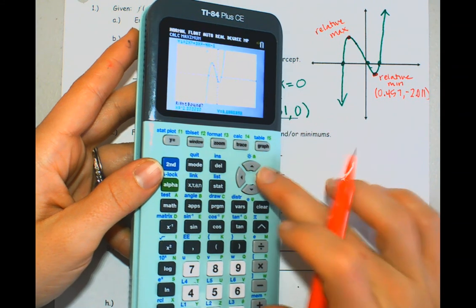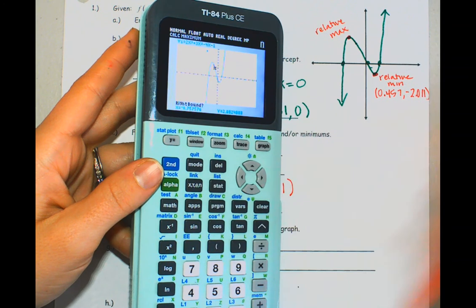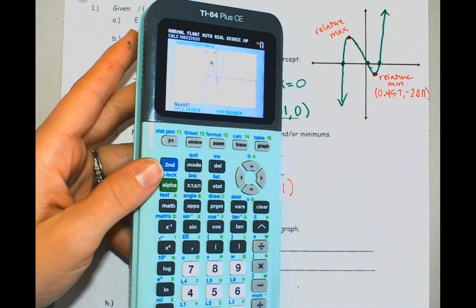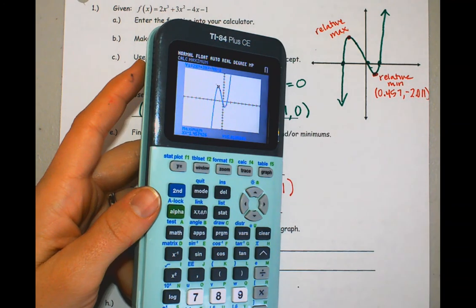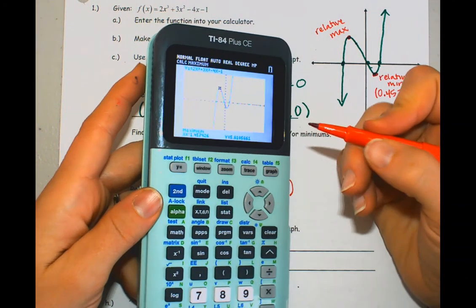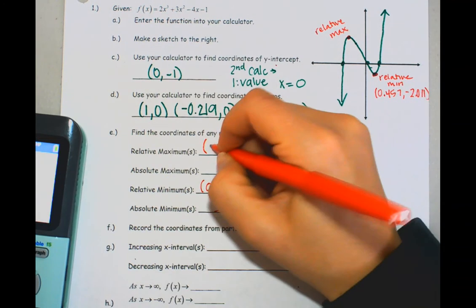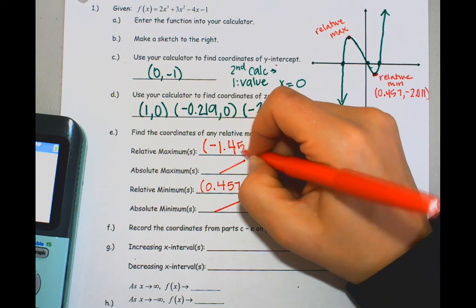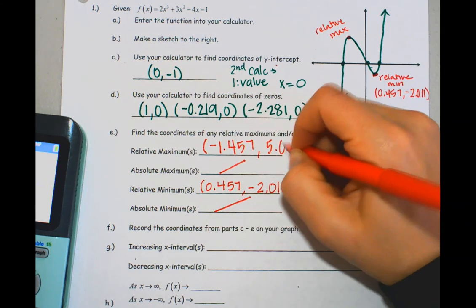Then I want to be to the right side of that maximum. And then I guess by getting as close to the top as possible. Okay, so then when I hit guess, I got that my maximum was at negative 1.457, comma 5.011.